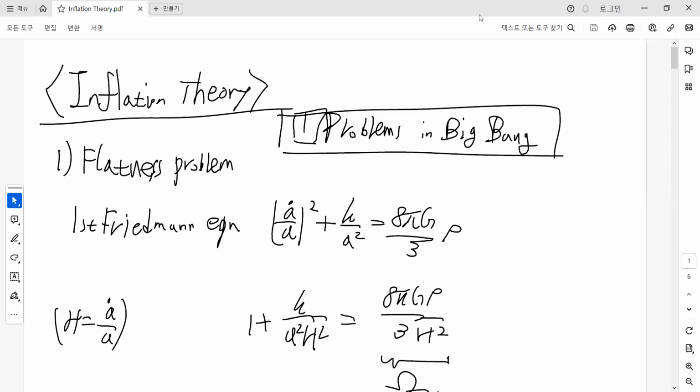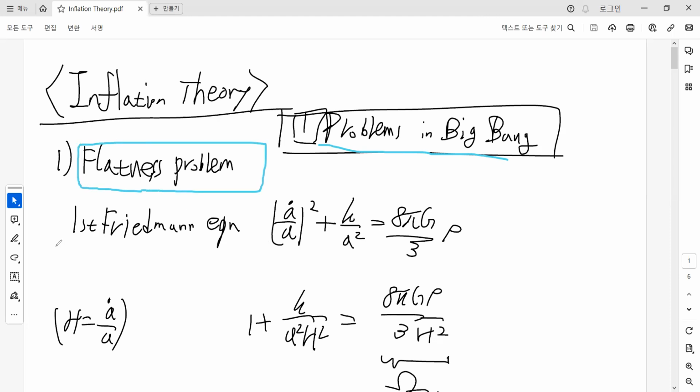In the extreme universe, there are very many unknown things, especially baryogenesis and inflation theory, which explains some of the problems in the Big Bang theory. There are many problems in the Big Bang theory, and just now we will talk about two of them, starting with the flatness problem.